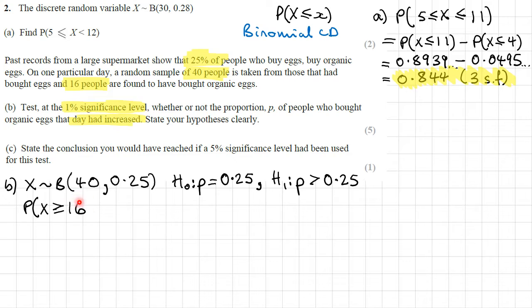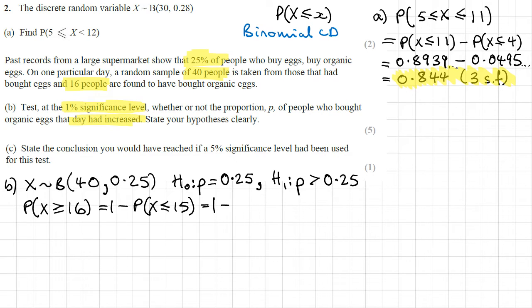So this number here is what was observed. We saw 16 people buy the eggs, and we're going to work out the probability of this happening, and we'll use that to decide whether the proportion of eggs has increased. So the probability that x is greater than or equal to 16 is 1 minus the probability that x is less than or equal to 15. Remember, you always need to have less than or equal to.